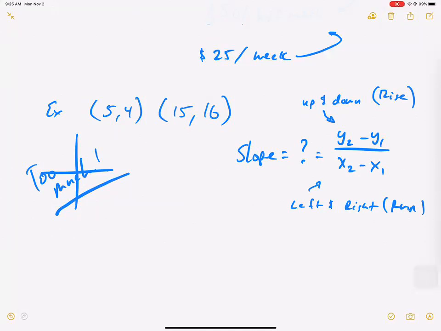Okay, so let's label our values. Look at 5 and 4. X is our 5, y is our 4. We'll call it x1 and y1, referring to our first point. How about the second one? We'll call it our second point. We'll call this x2, y2.